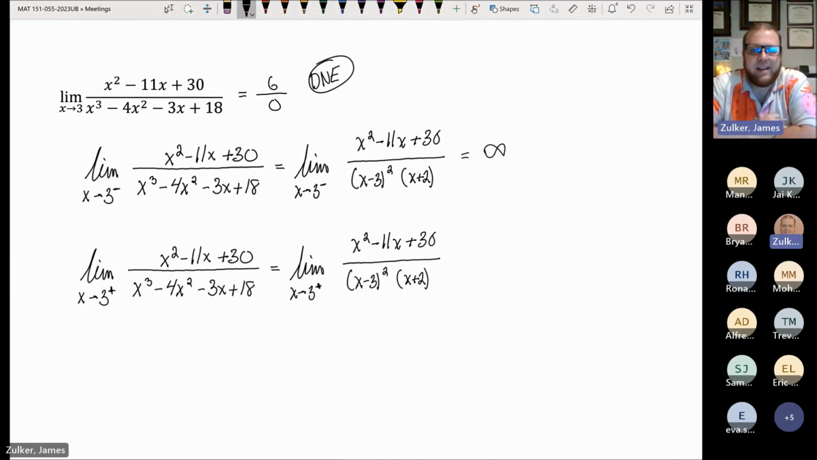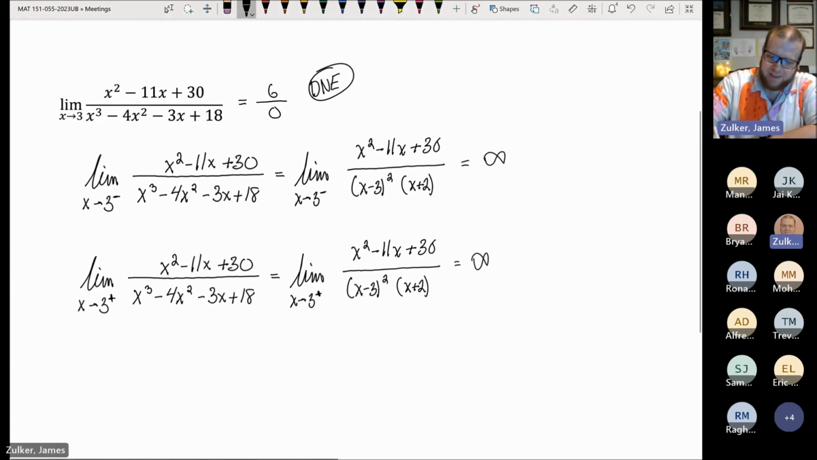You want to do the same thing with a right-handed limit. Again, squared is always positive times positive. This is also positive infinity. So it's a vertical asymptote where on both sides, the function will go up to infinity. So what we can say is this limit here equals infinity. Notice that the two one-sided limits are doing the same thing. For lack of a better term, they're equal.